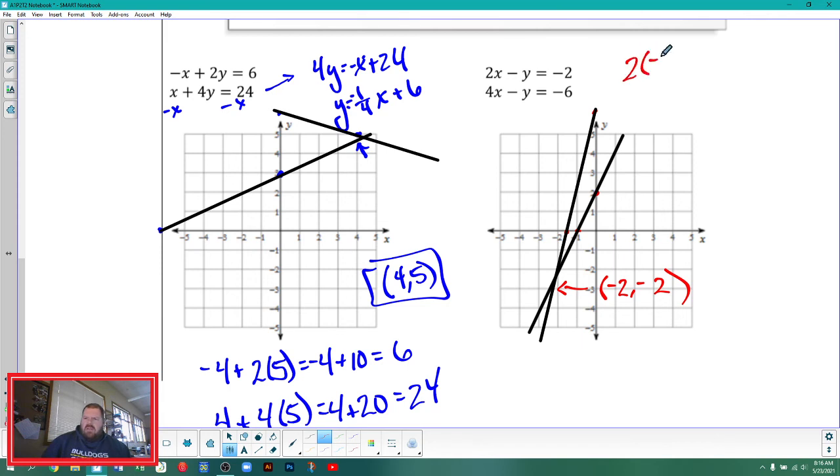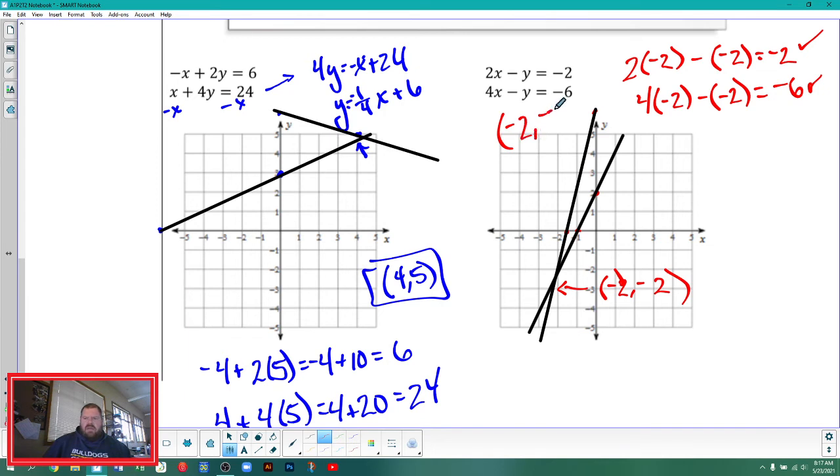2 times negative 2 minus negative 2. 2 times negative 2 is negative 4. And then minus negative 2 is plus 2. Negative 4 plus 2 is negative 2. So that one works. Let's check in the other one. 4 times negative 2 minus negative 2. 4 times negative 2 is negative 8. Negative 8 minus negative 2, or negative 8 plus 2, is negative 6. So that works also. So our answer is negative 2, negative 2.